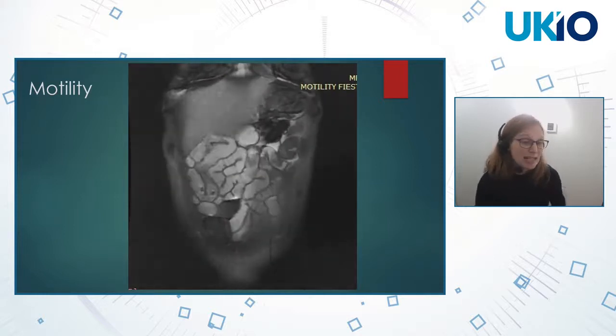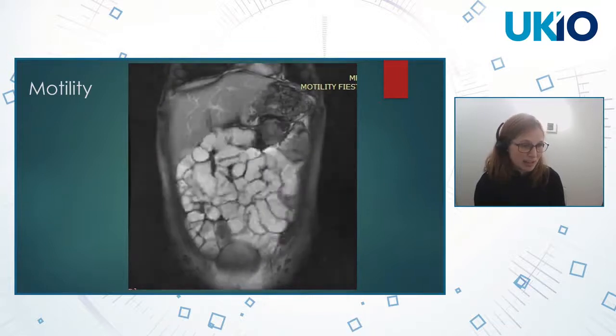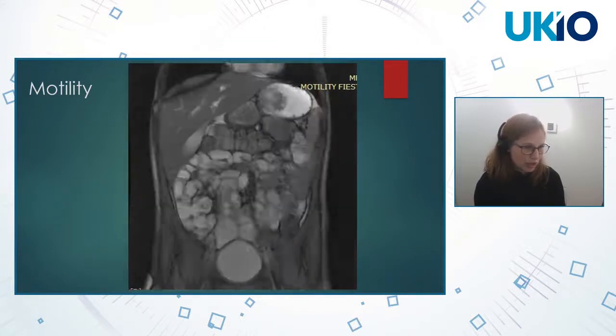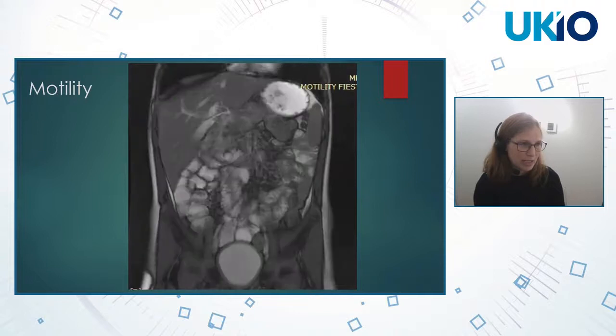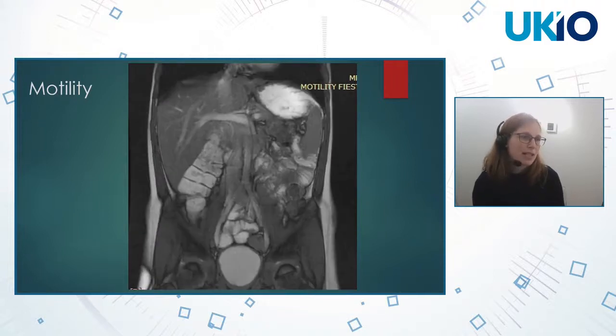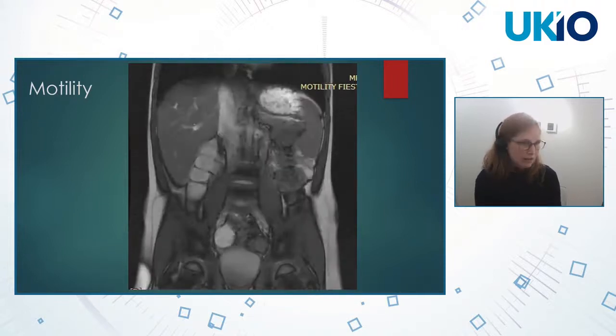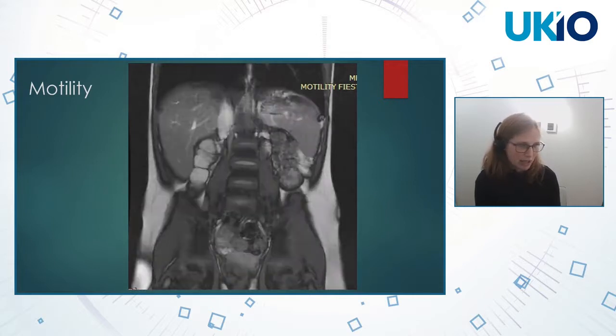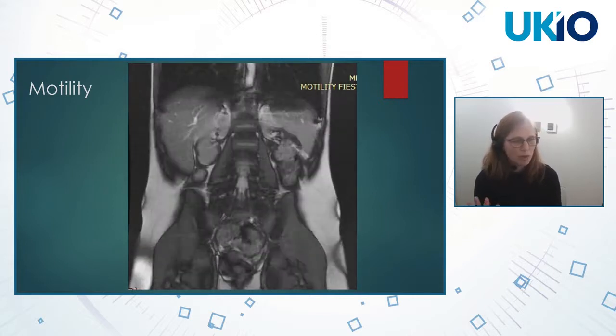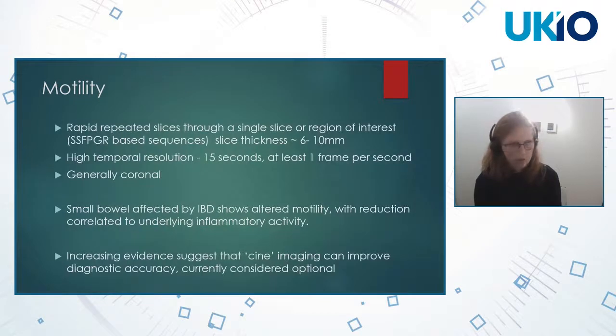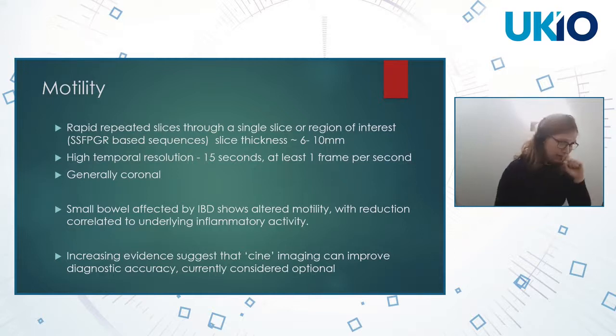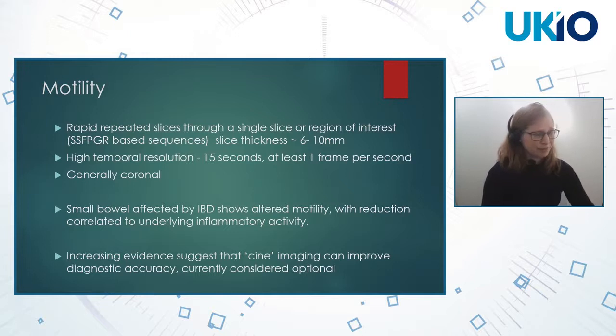Excellent. So motility imaging, just an example of some of the beautiful pictures you can get for small bowel motility. This is a stack of rapid T2 acquisitions which are acquired over a short period. So we do 15 seconds, at least 1 frame per second, very high temporal resolution.